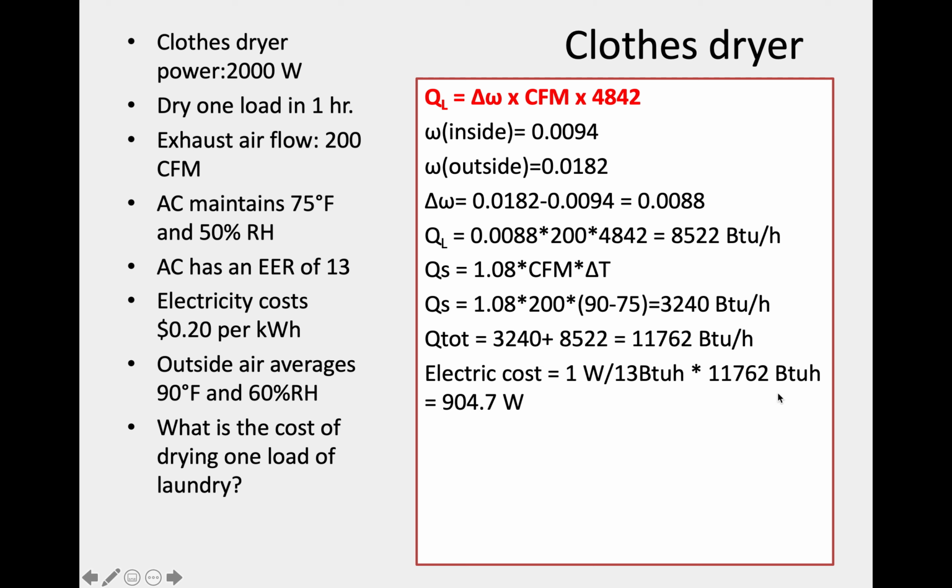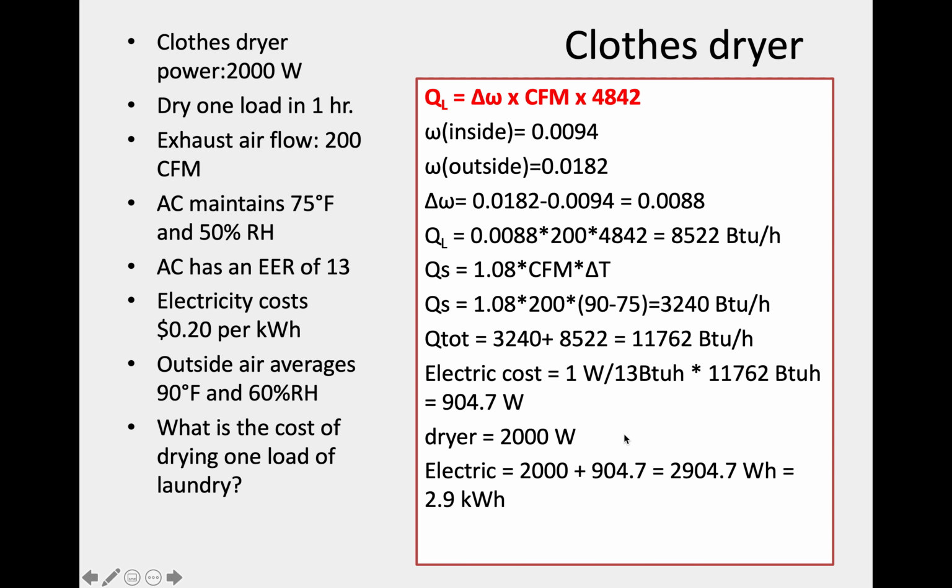So really what we're going to do is take those BTUs per hour, the 11,762 of them, and divide them by the 13 BTUs per hour, and that's going to give us our answer in watts. So that's the watt demand. Now the dryer also is 2,000 watts. So if we remember that we're running this thing for 1 hour, this is why it makes it easy on us, right? We're going to do 2,000 watt hours and 904.7 watt hours, right? Because we're running it for 1 hour.